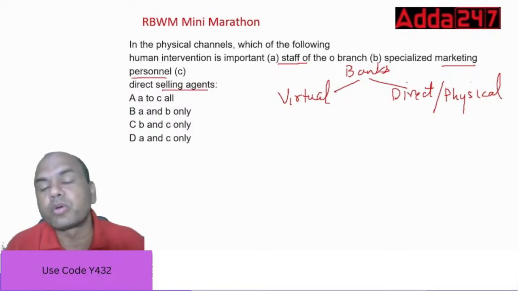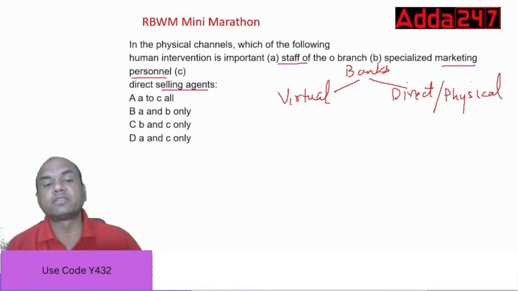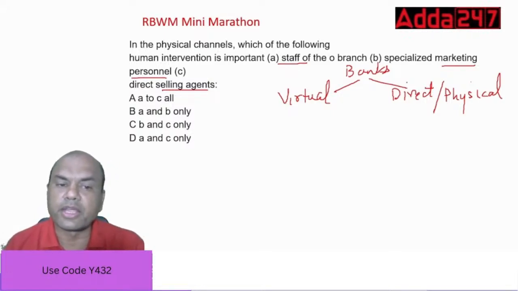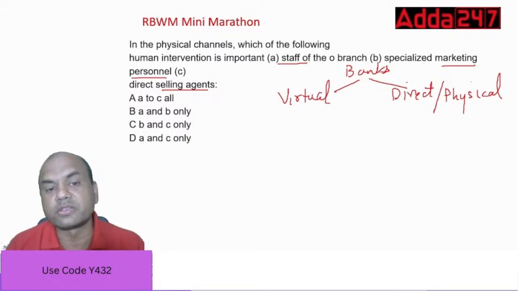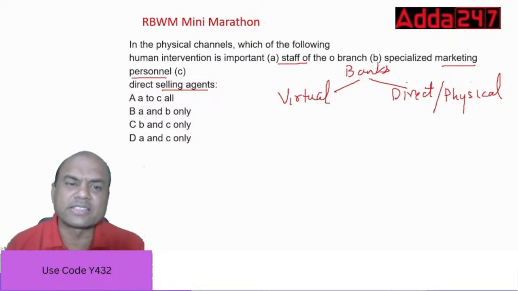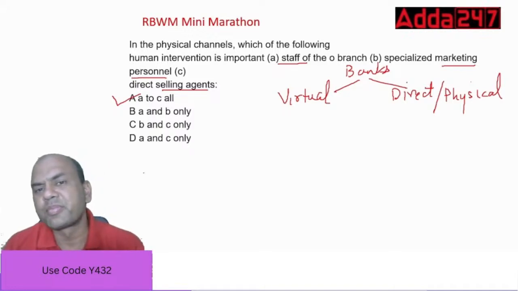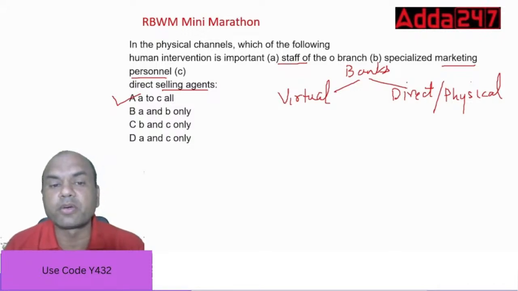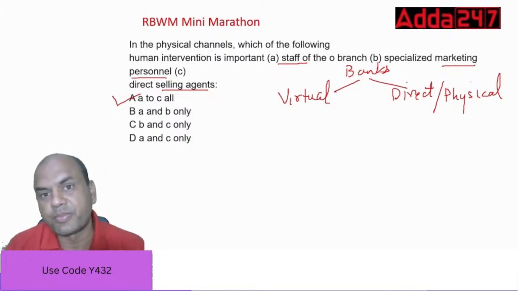So who is more important? A to C all, A and B only, B and C only, A and C only. What do you think? Who is more important? Obviously, the answer is A to C all, right? Why? You can't at all say this staff is more important and this marketing personnel is not important, or this DSA is not important. Nothing. Everyone has their own role, right?